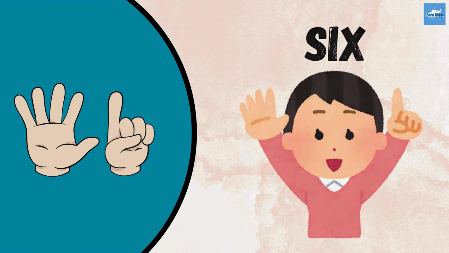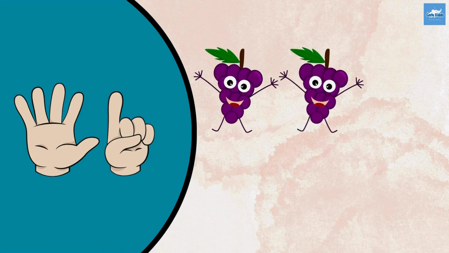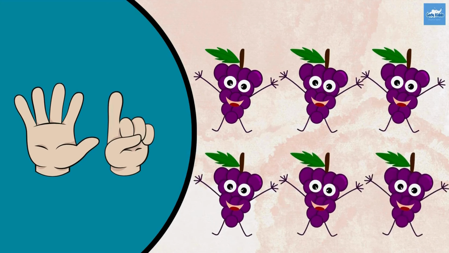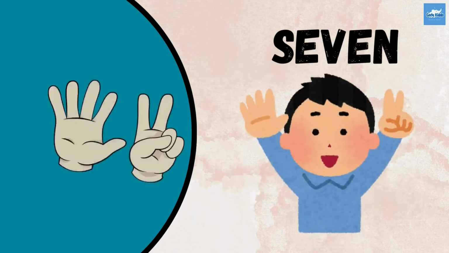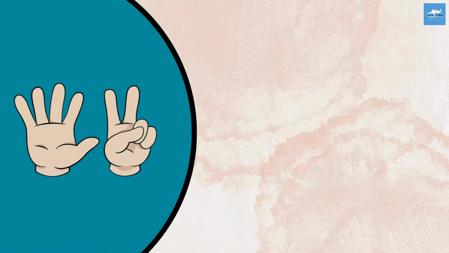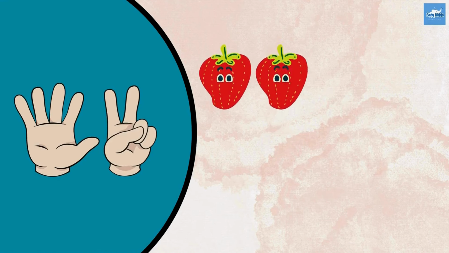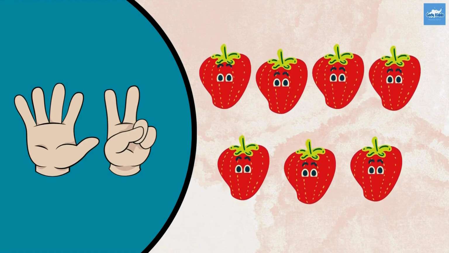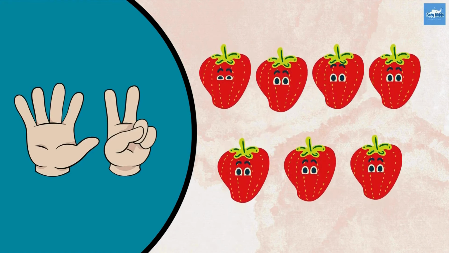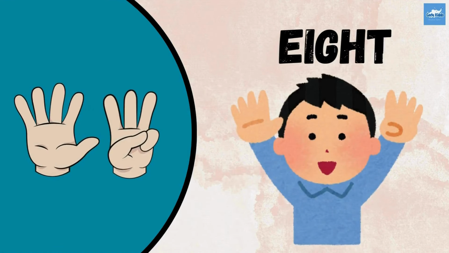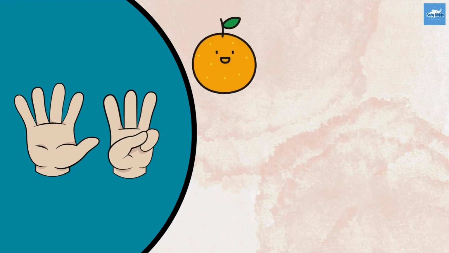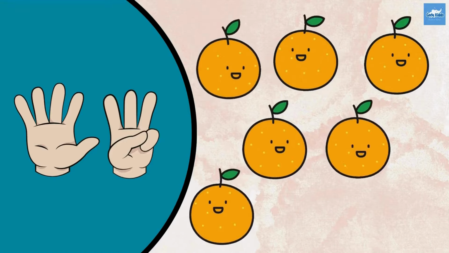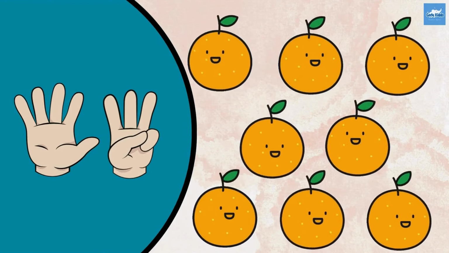6. 1, 2, 3, 4, 5, 6. 6 grapes. 7. 1, 2, 3, 4, 5, 6, 7. 7 strawberries. 8. 1, 2, 3, 4, 5, 6, 7, 8. 8 oranges.